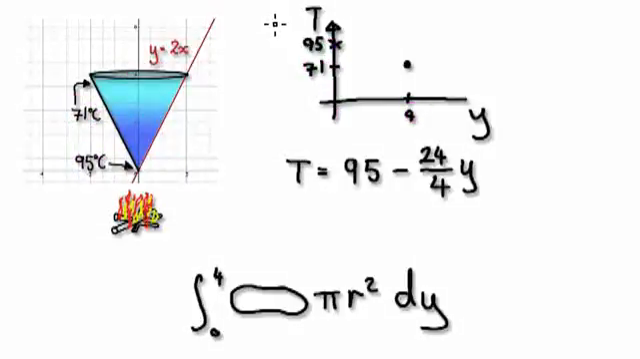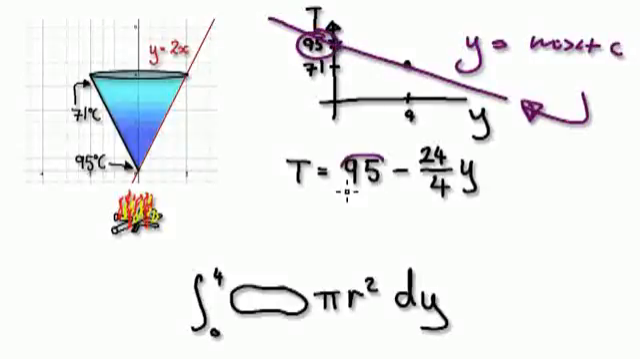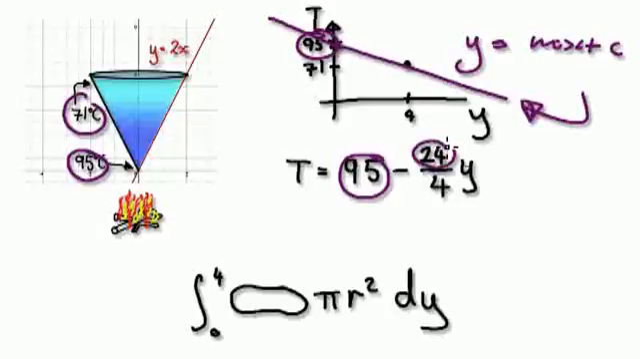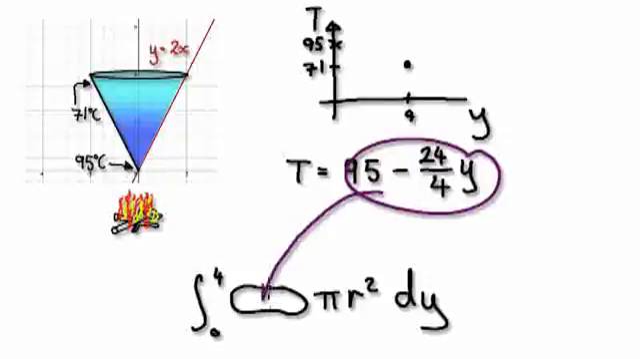So really, our temperature is the equation of this line here. Well, this is a straight line. y equals mx plus c. c in this case is 95. The gradient in this case would be 95 take away 71, which would be this, divided by the width here, which is from 0 to 4. Well, the temperature here is given by this. So now we can put this into here.